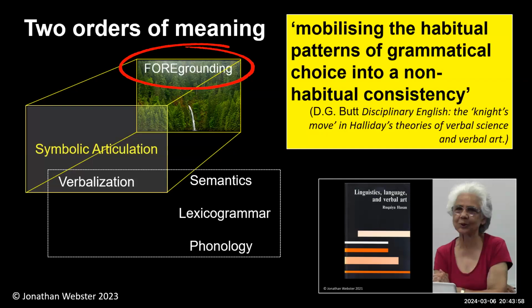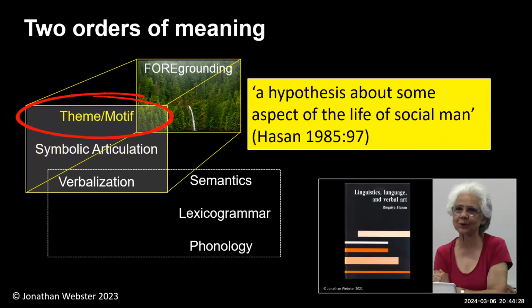You go against the pattern. Again, it's the same idea of de-automatize. You go against it. You break it. And when you break it, the attention of the reader, the listener, is captured. We're drawn to the foregrounding. We're drawn to what stands out. We're drawn to what's different. So there's this foregrounding. Now, what's the purpose of foregrounding?